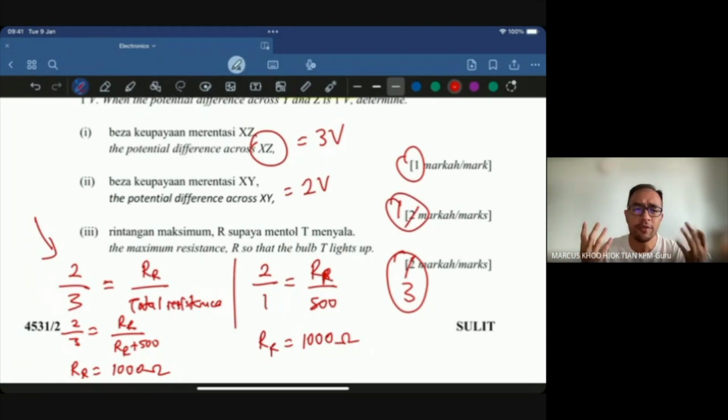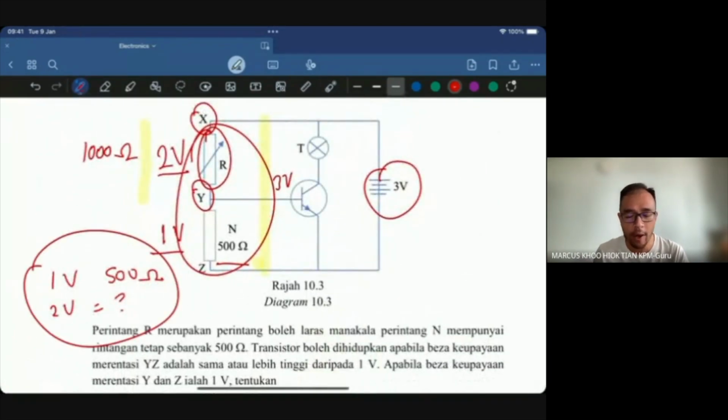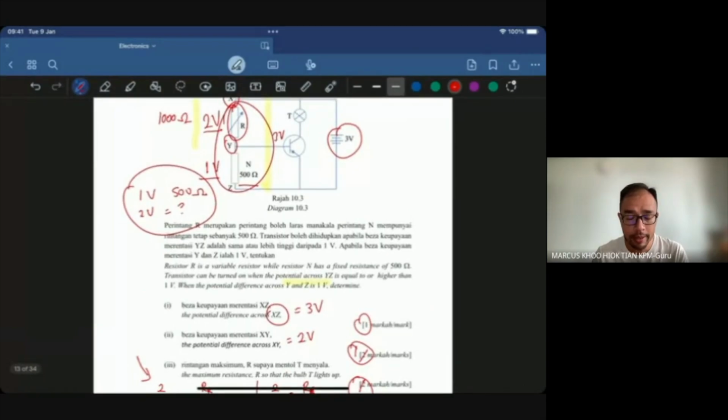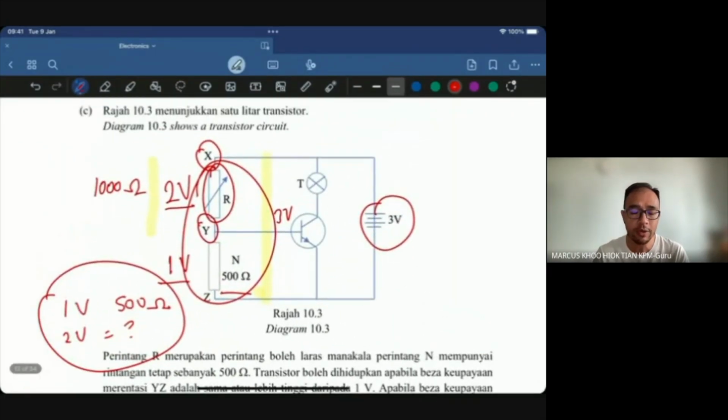I feel that even if you write the answer by itself, or if you write these two lines, 1 volt equals 500, therefore 2 volts equals 1000, you should be able to get the mark. I think this question is easy enough for us to understand. It's just logic. If 1 volt is 500, 2 volts must be 1000, because that proportion is there. That directly proportional relationship is there.